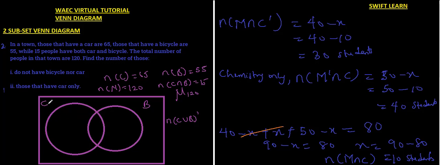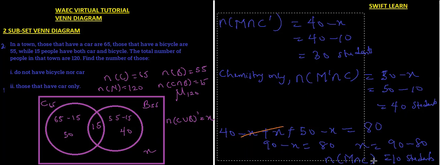Alright, so here is car at 65, here is 55. Those that have both are 15 inside here. So 65 minus 15 will be what? 50. 50 people have car only. So that has answered question 2 somehow. This is 40. Now those that don't have, I can term it as what? X. Okay, I love using my X.